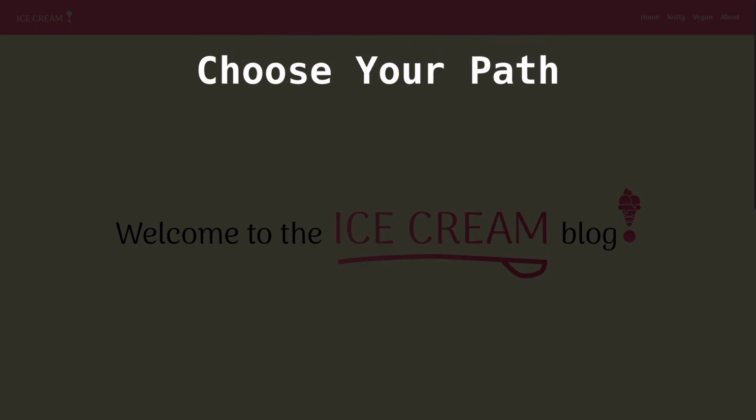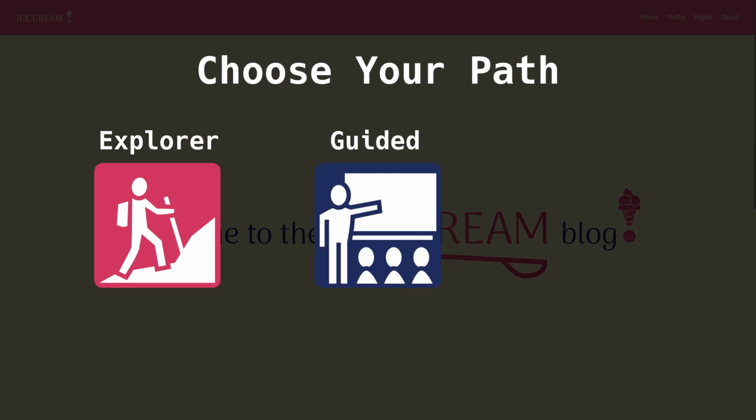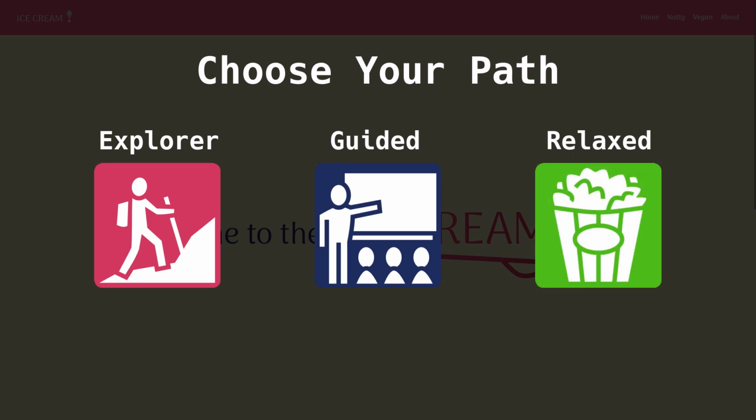Now you get to choose how to complete this project. The Explorer path allows you to explore alone and attempt to reach the desired goal without any help using the to-do list provided. The guided path allows you to follow through and get a chance to write every solution yourself before receiving the correct answer. The relaxed path. Just grab some popcorn, sit back and relax and watch the project be built.